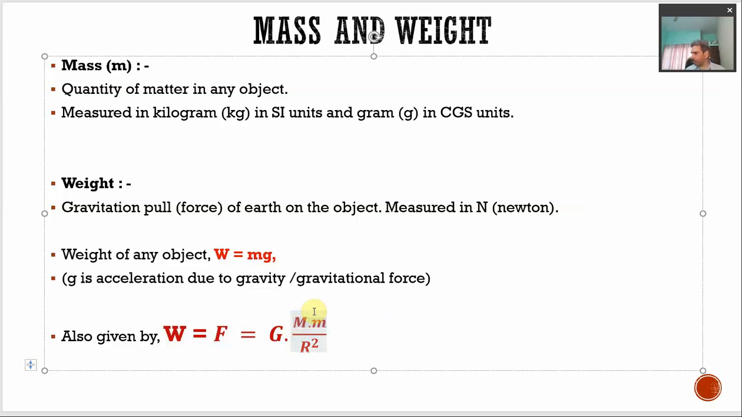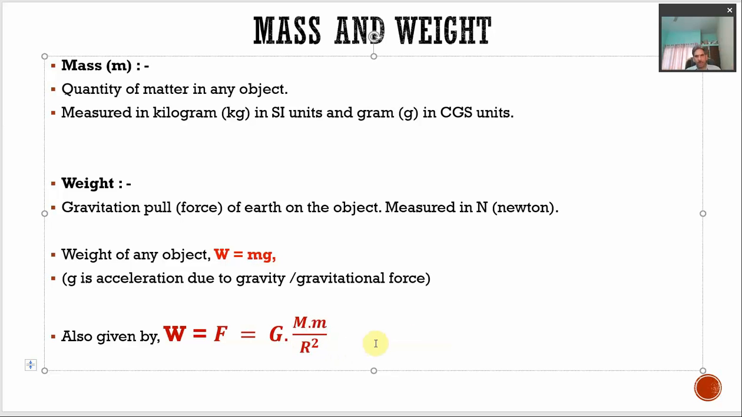Into capital M, which is the mass of the earth, and small m, again the mass of that object of which we are calculating the weight, and R, the radius of the earth, because we are taking this object to be lying over the surface of the earth. So in this situation, the distance between the object of which the weight is being calculated and the earth is equal to the radius of the earth.